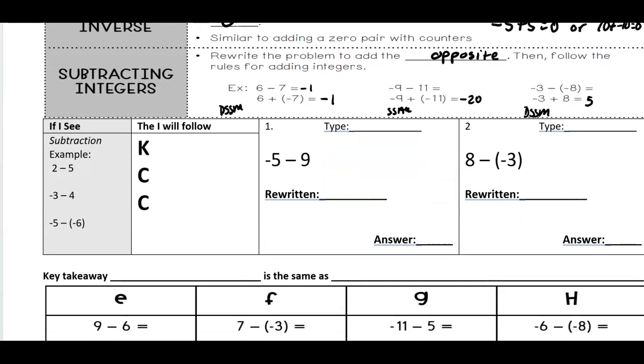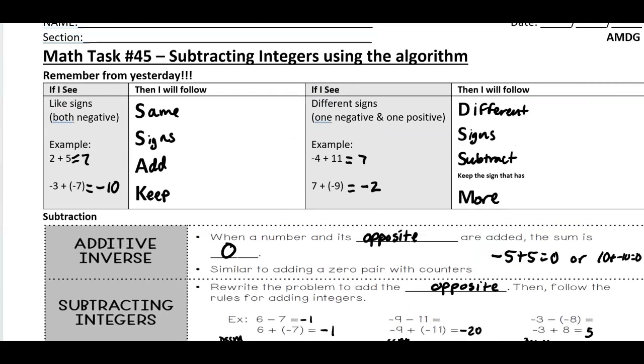So how do we do this in subtraction? We keep, change, change. So you're going to keep the first number, you're going to change subtraction to addition, and then you're going to change to the opposite number that you see. So if you see a positive, you make it negative. If you see a negative, you make it positive. And then you'll have the two types that we talked about yesterday, either SSAK or DSSM. That's the whole purpose of keep, change, change. You want a KCC so you can get to SSAK or DSSM.